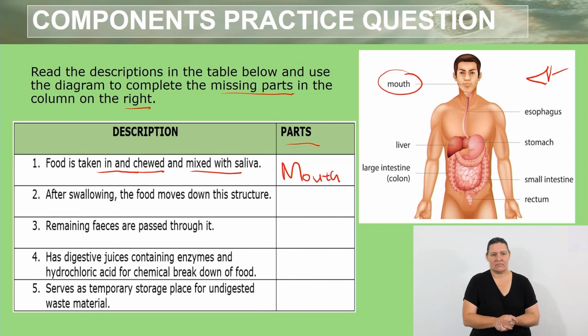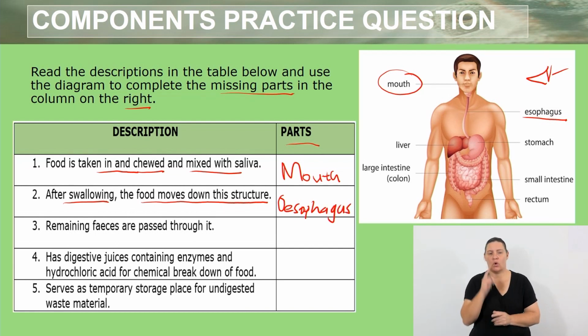It is the mouth. The second one says, after swallowing, the food moves down this structure. So after swallowing, if you remember, we said the food moves down the esophagus. Very good. So don't be confused by the E and the O. There's American English and British English. So they both mean the same thing, just that they are spelled a bit differently. So that is the part we are filling in here, our esophagus.